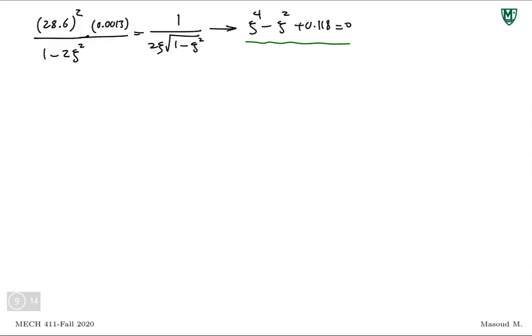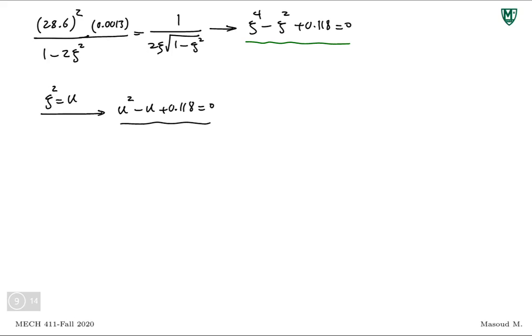But if you look at it closely, actually you can simplify this. You can take zeta squared as some variable, let's say u in this case. It can be any variable. This becomes u squared minus u plus 0.118. Now it's a quadratic equation that you can actually find its roots.